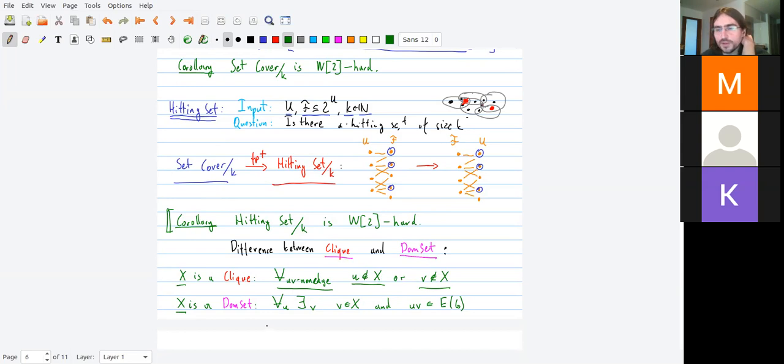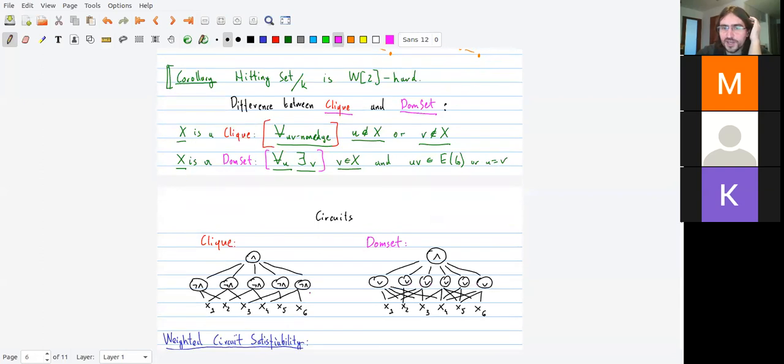How would we say that a set X is a dominating set? We would say that for every vertex U, there exists a vertex V, such that V is in the set and U and V are adjacent or U equals V. So note that in the clique problem, we are making only one large quantification over all the non-edges, while in the dominating set problem, we are saying for every vertex, there exists another vertex. So these are two large quantifications over possibly all the vertices. And this is the main difference between W1 and W2. In the class W-t, essentially t stands for the number of large quantifications in checking the solution. So this is the intuition.